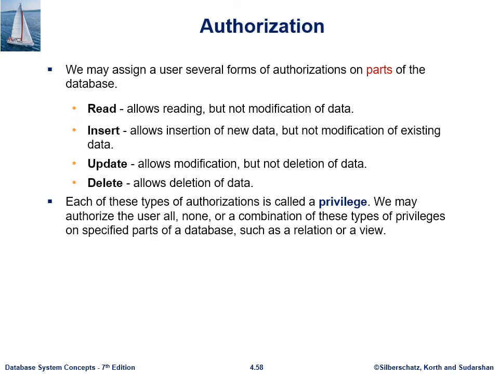The first one is read. That means we can allow users to read data but not change data. With insert, you can insert new data but not change the existing data. With update, we can change the existing data but not delete or insert data. Delete means we can grant people the right to delete some tuples. Each of these different types of authorization we call a privilege: read, insert, update, delete.